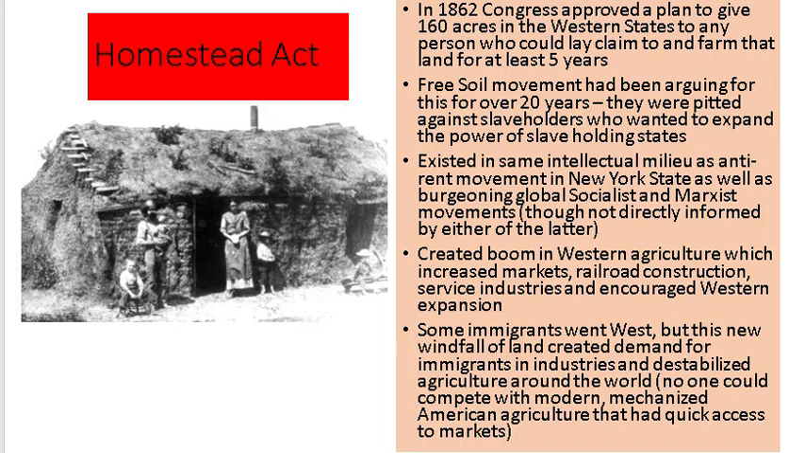The pinnacle of the free soil movement was the Homestead Act, finally passed in 1862, then again in 1866. This act would give a quarter section. A section is a square mile, so a quarter of a square mile or 160 acres to anyone who could pay a nominal clerk's fee and farm the land for 5 years.